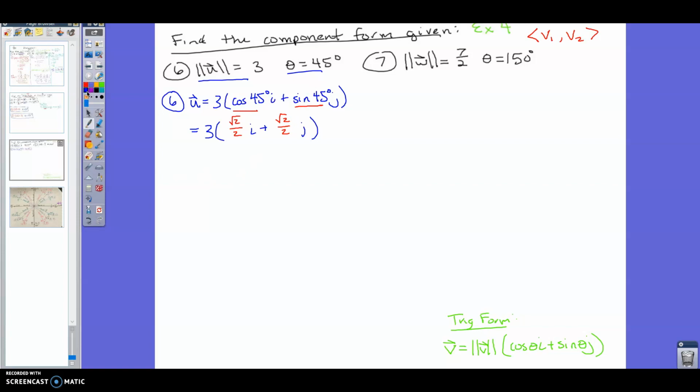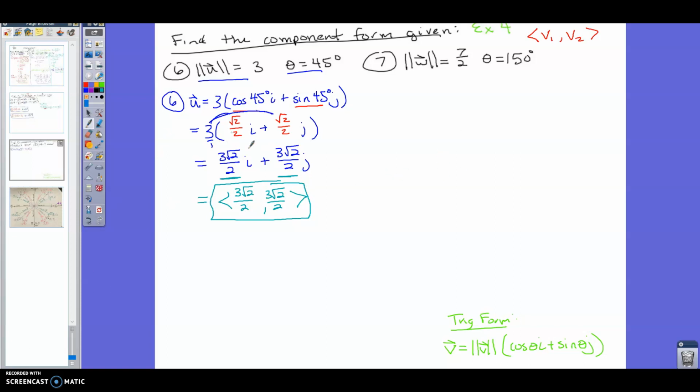So now from here we want to distribute out the 3 because we're trying to get this in component form. So this is like saying 3 over 1. So we have 3 square root of 2 over 2 i plus 3 square root of 2 over 2 j. Now when we convert this to component form, all we've got to do is look at the coefficients of i and j. So we look at our coefficients, and those are our two components. Our answer would have an x component of 3 square root of 2 over 2, and a y component of 3 square root of 2 over 2.